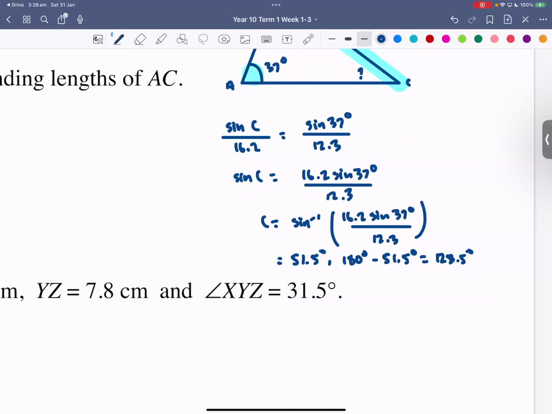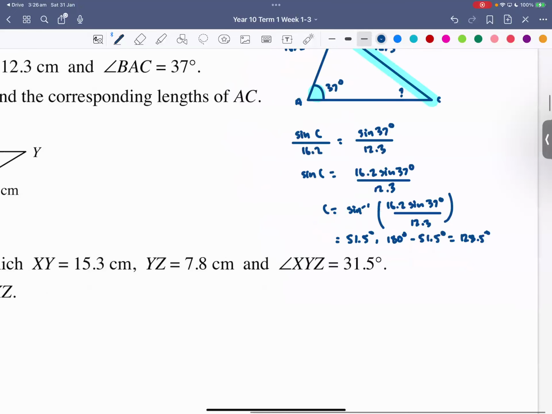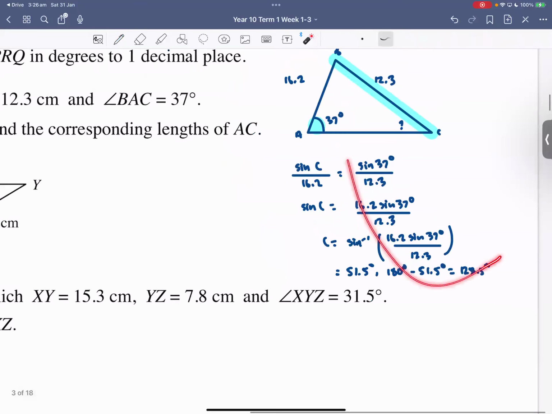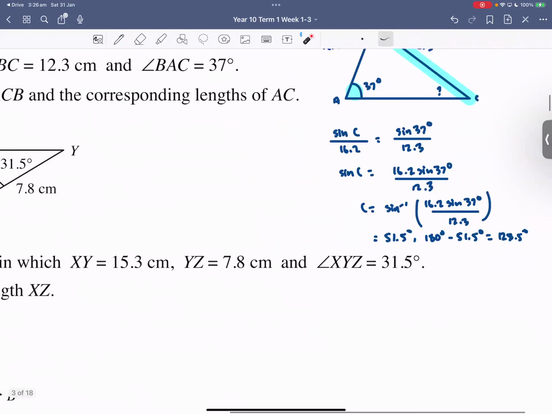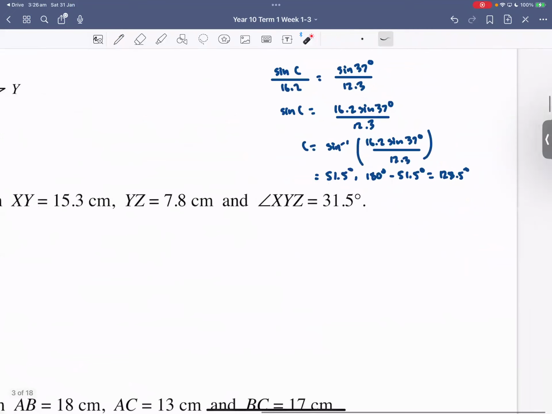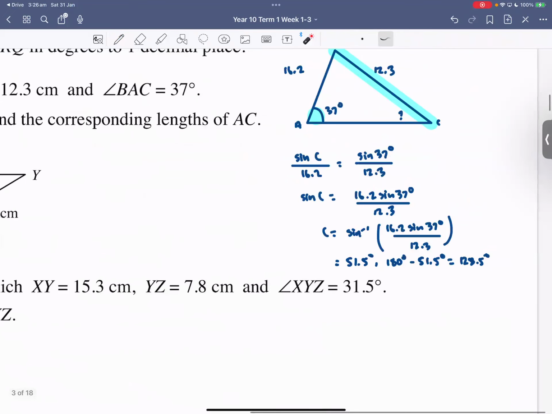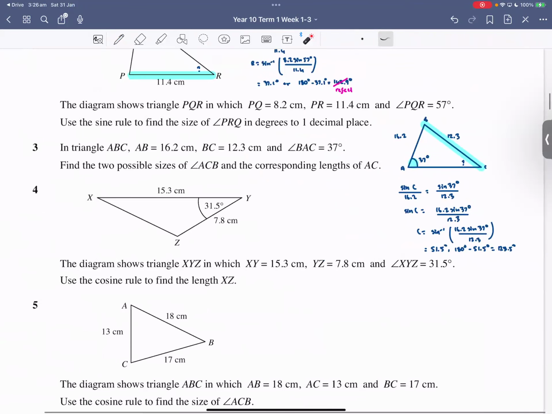Does it fit? Does 128.5 fit? We'll check. Is 128.5 plus the 37 going to fit? Yeah, it does. Less than 180, so both are correct. I had a feeling that I was going to have two answers. The feeling was because the question said find two possible angles. It wouldn't always say that, but in that case, it did say it, so that just emphasized it further. Excellent. Alrighty. Question number 4.